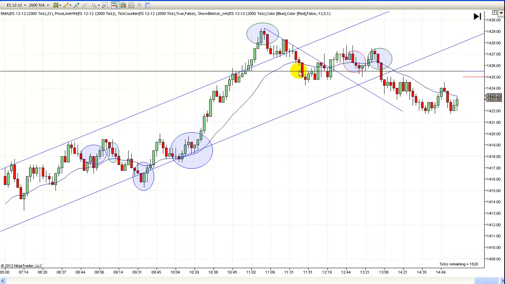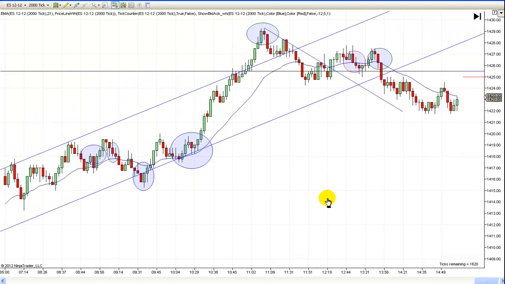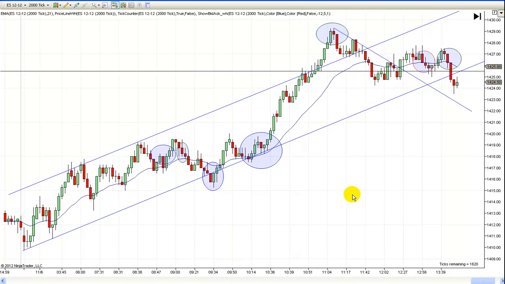We had a big two-legged correction with a nice couple of legs in the middle, and it's pretty much an equal move, and now we're headed higher. So it doesn't get any better than that. That's exactly what we expect to see.